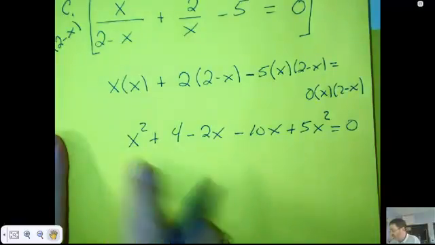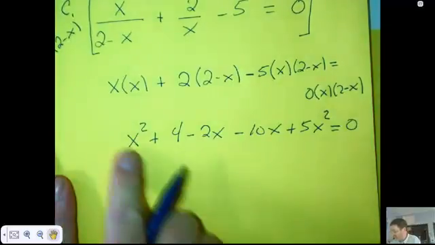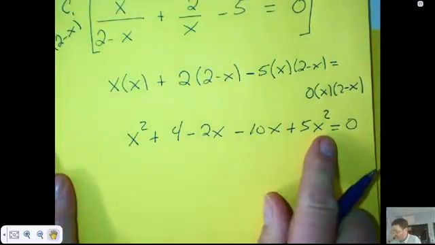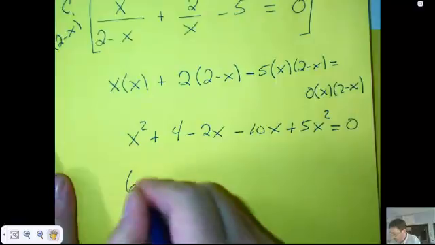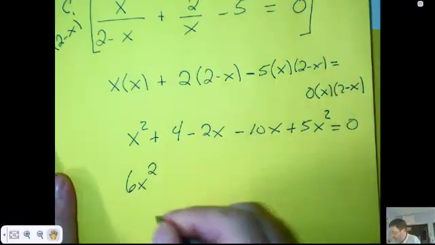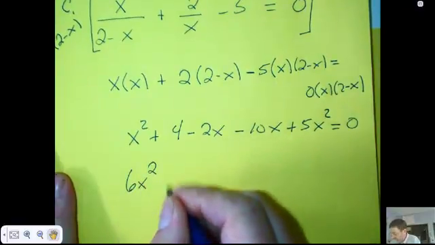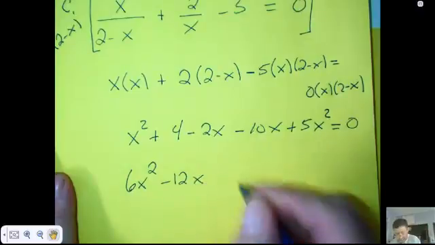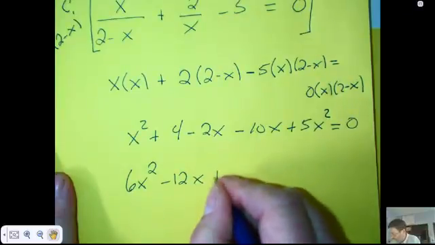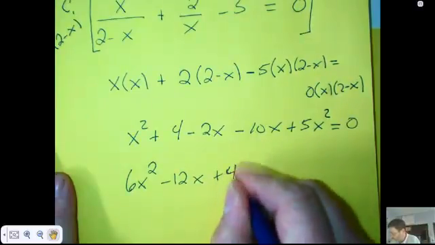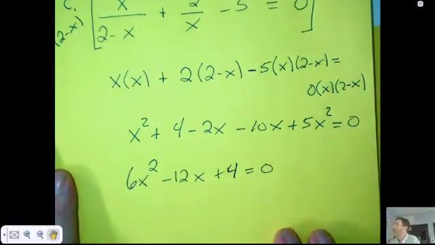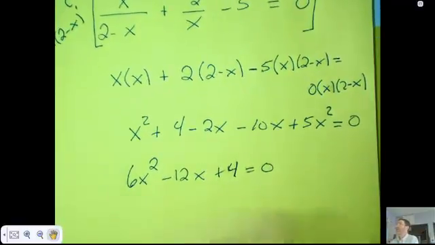So I'm going to combine like terms. What do I have? x squared and 5x squared would be 6x squared, minus 12x, plus 4. Okay, so I've got this. What's my next step on this?